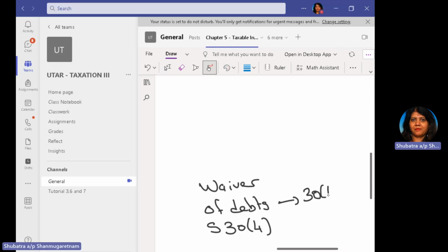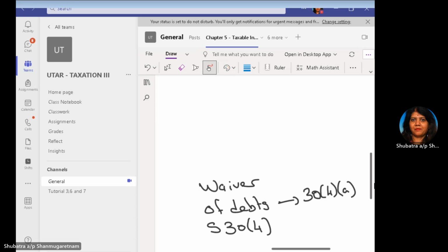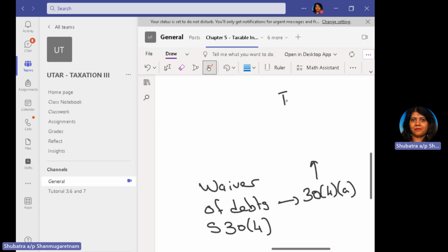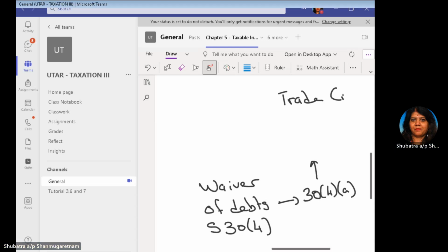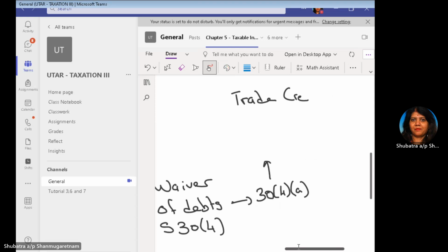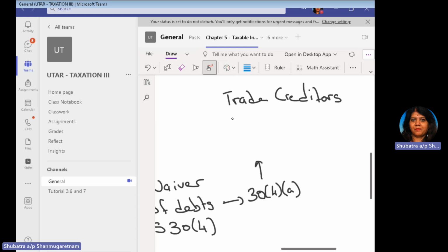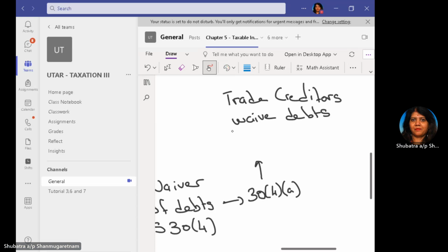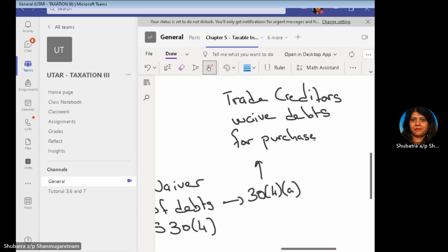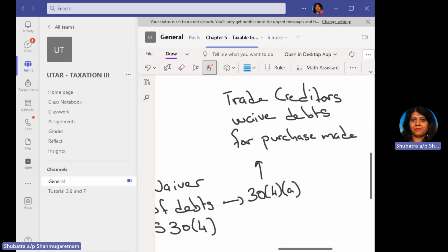So, section 34A. Section 34A. Here is when trade creditors waive debts for purchases made. This section talks about trade creditors waiving debts.